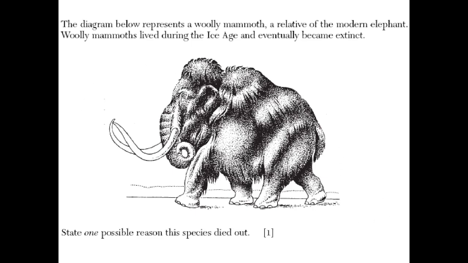So, in this final example, one of the possible answers is that the woolly mammoths did not have any variation in their species. So let's say the climate changed and the heat rose, and none of them had the special ability or lighter fur to keep them cool. They all died out.